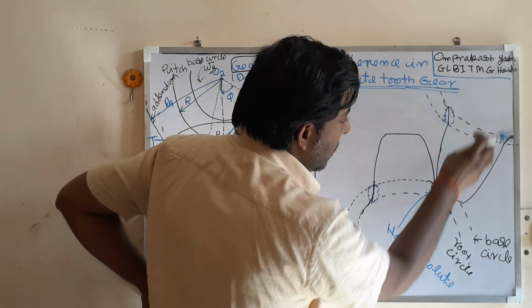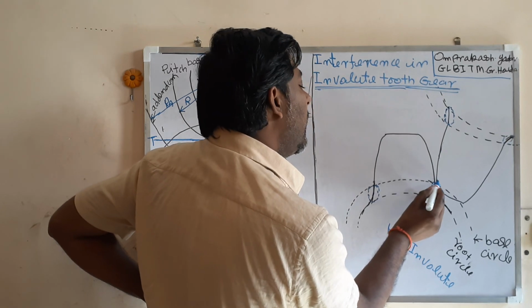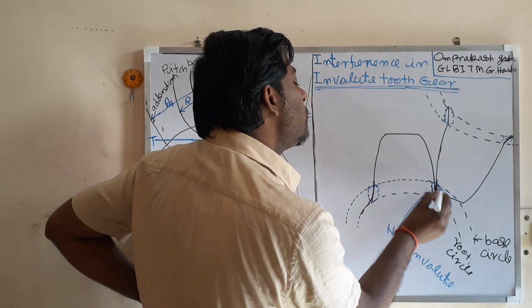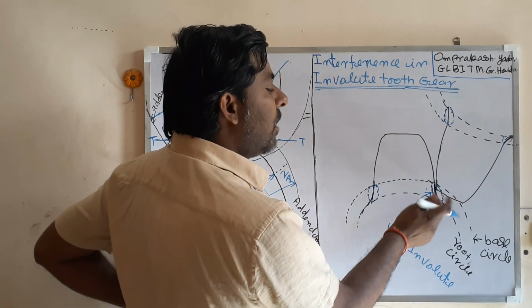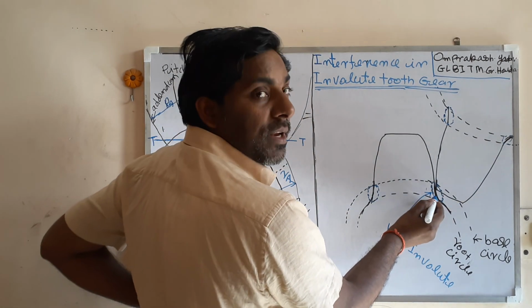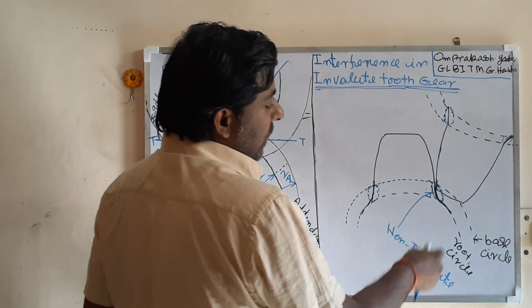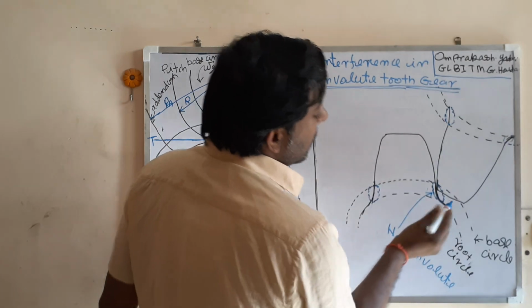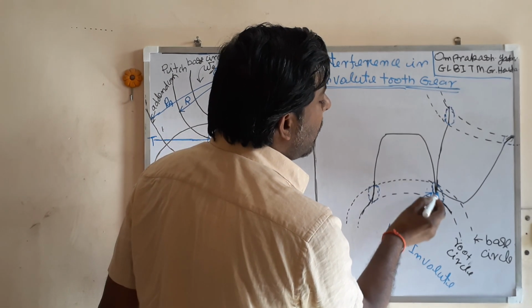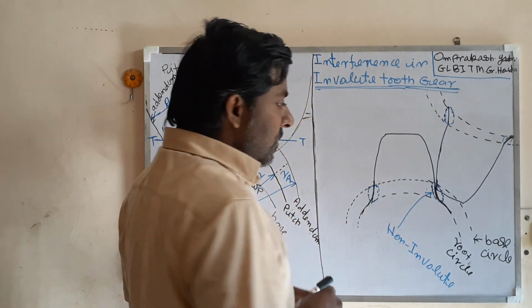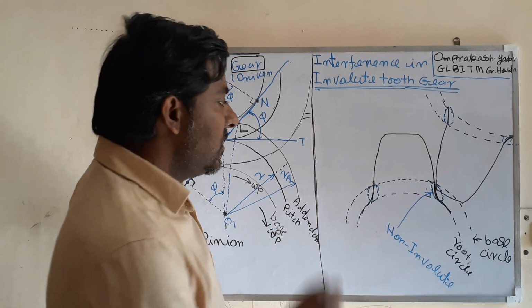The tip of the gear, this is the gear tooth, the tip of the gear will enter into the non-involute portion of the flank. So this gear tip is touching the non-involute portion of the pinion. Now then what is happening? This tip of the gear is removing the material from this flank portion of the pinion. So what is the interference? This is the interference.